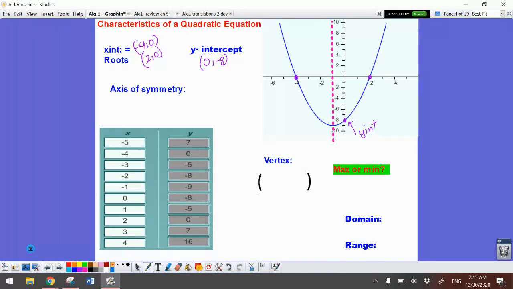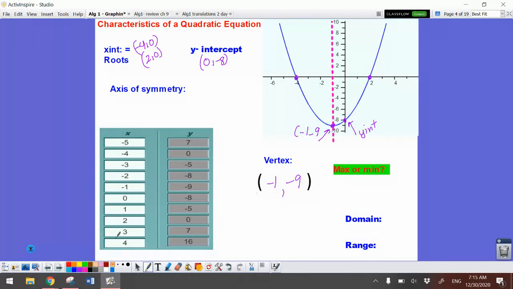Our axis of symmetry, okay, and our vertex kind of go together. So let's work on our vertex first. So the vertex is the point where the parabola turns around. Okay, so in this case, our vertex is right here. And that ordered pair is negative 1, negative 9. Okay, so I want to come over here to the table.